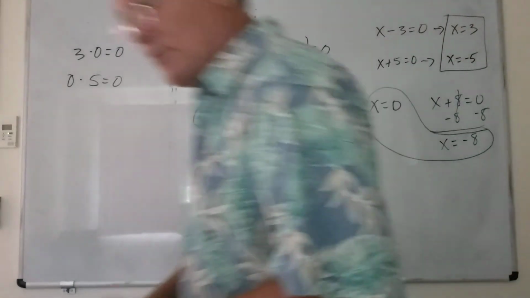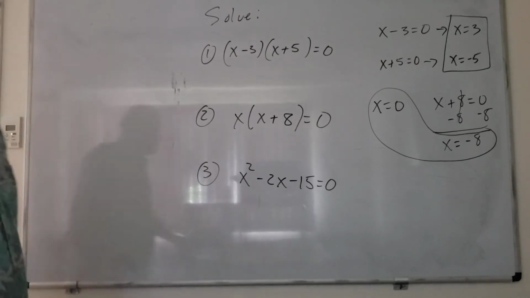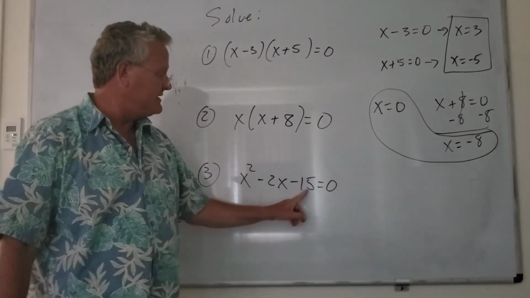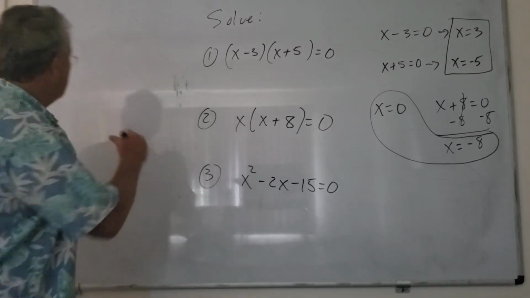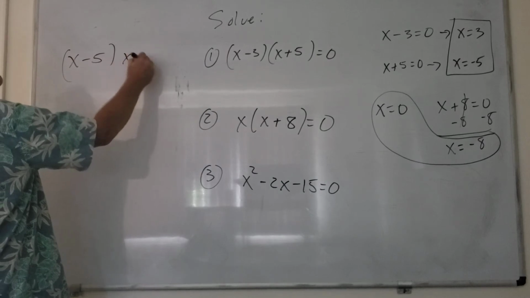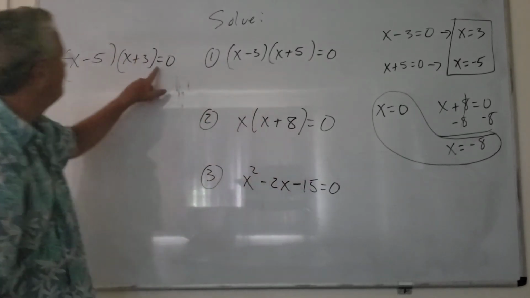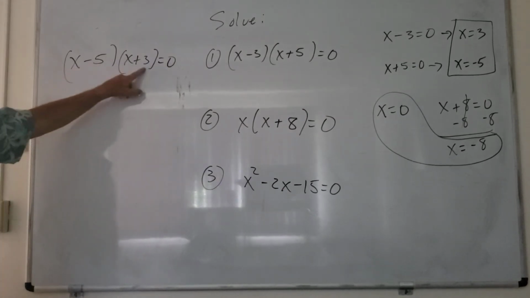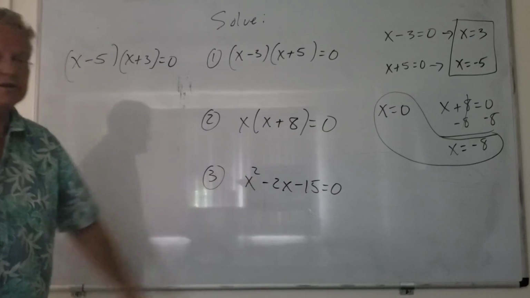And the third equation, we want to factor that. I'm going to do it over here. So what two numbers multiplied give us negative 15, but when we add them, we get negative 2? Our two numbers are negative 5 and positive 3. So that's how we factor the left side. So again, these two numbers multiply to negative 15, but when we add those, we get negative 2.